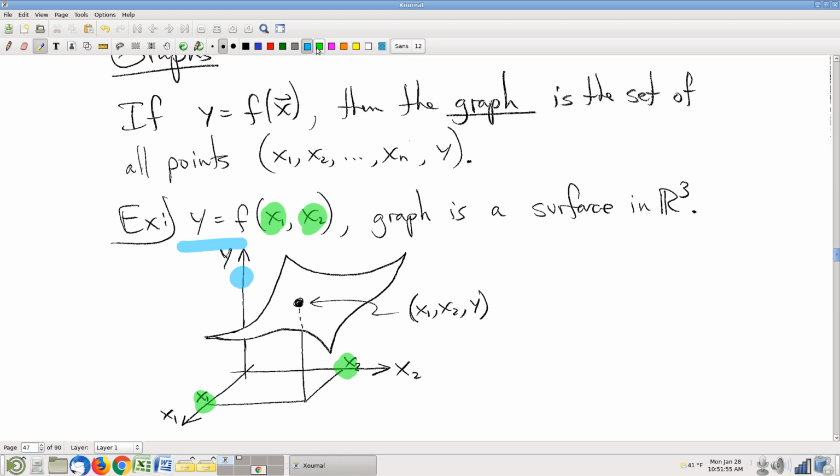And you can take these and put them together, the x coordinates that were inputs, the y coordinate that was the output, and this point that has those coordinates, that point is part of the graph then of the function. Okay. The graph then would be a surface.